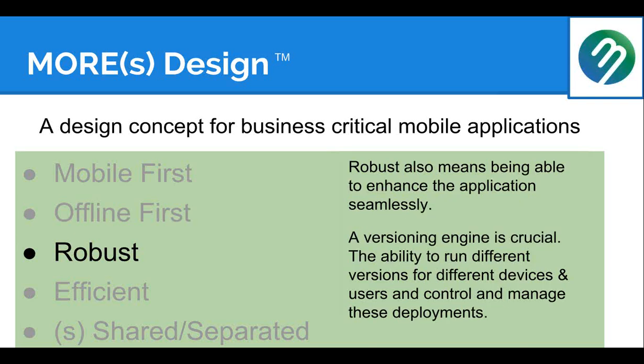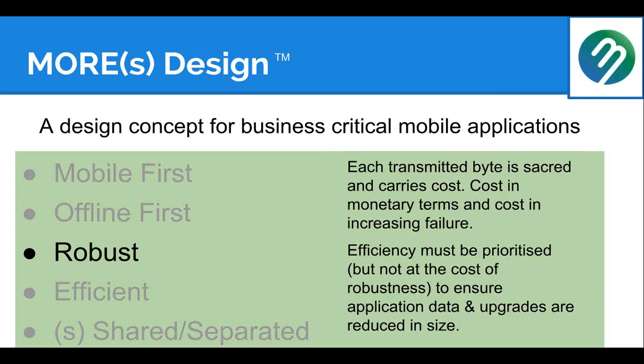We also mean by robust being able to keep enhancing the application seamlessly from the platform side and the device side. And so a versioning engine is absolutely crucial. The ability to run different versions for different devices and different users and control and manage these deployments.